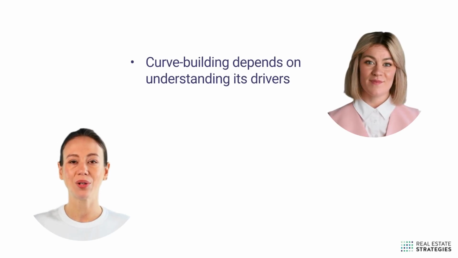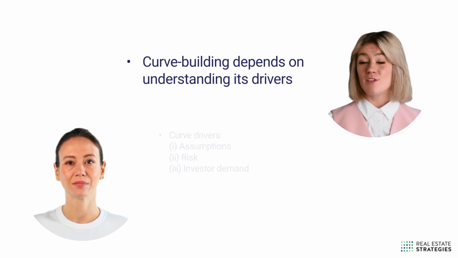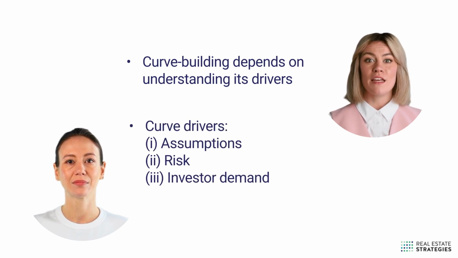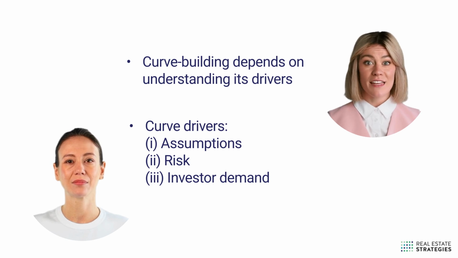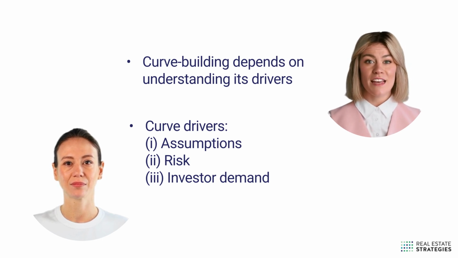But that only works if we understand what drives the curve. Absolutely. And it's not just one thing, it's a combination. First, income assumptions. How secure the future cash flows really are. Second, risk. Growth volatility, reletting periods, tenant covenant. Third, investor demand, which can be counterintuitive.